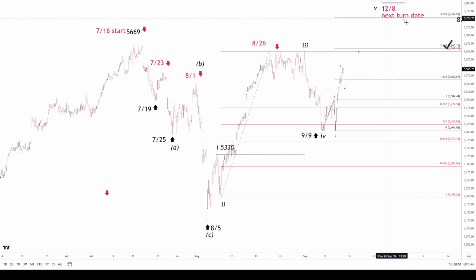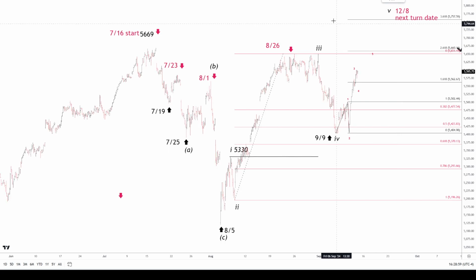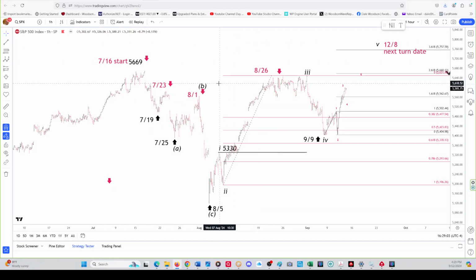Our next turn date is 12/8. If this alternating highs and lows continues, we might expect the next high in December. Okay, so that's it on those Fibonacci turn dates.